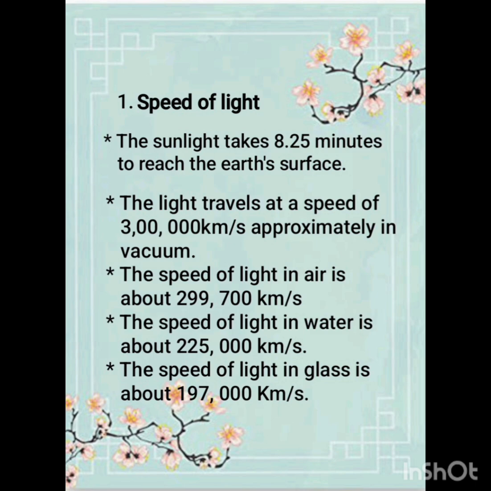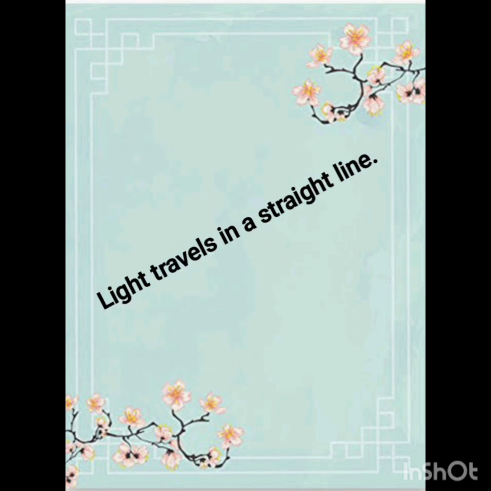The speed of light further reduces to about 225,000 kilometers per second when it travels through water and 197,000 kilometers per second when it travels through glass. Thus, when light travels through a medium, it slows down. Understand? Next is light travels in a straight line.